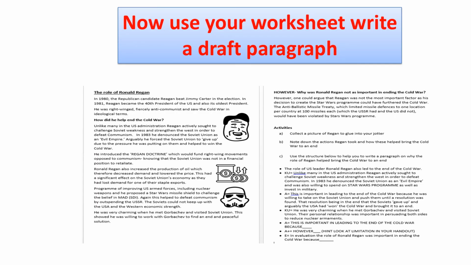Again, what you're looking to do here is use your worksheet to write a draft paragraph. You'll see here in the activities again: collect a picture of Reagan to go into your jotter, and note down the actions that Reagan took and how these helped to end the Cold War. Again, think about analysis plus why he wasn't as important in the Cold War coming to an end. Use that structure to help you write a paragraph on why the role of Reagan helped to end the Cold War. Once you've finished looking at the role of Reagan, you've finished looking at all the factors in terms of why the Cold War came to an end, and we'll then move on to look at the essay next.